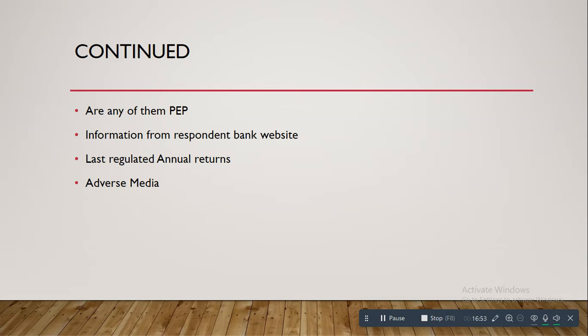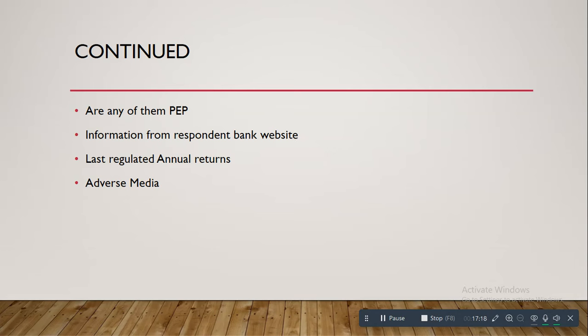An organization gives all this information on their website, like from where they started and who the people involved are. So these kinds of things we can see from there. Then last, regulated annual returns. So what were the returns, but it should be a regulated one, not like somebody came and told you that we got information on a third party website and we are taking it. No, it should be regulated annual returns.